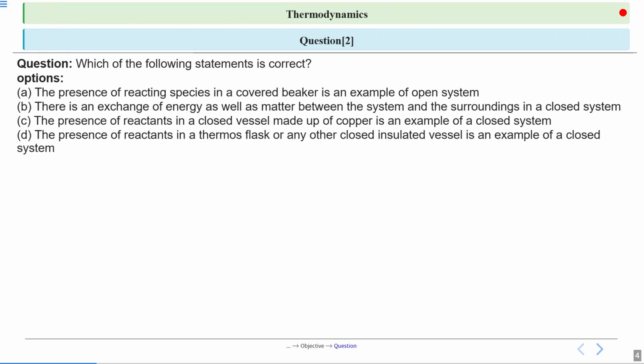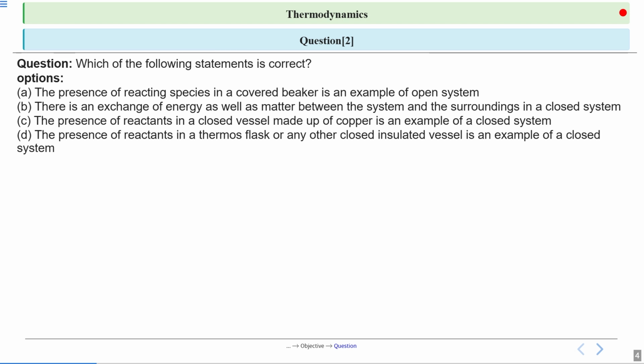Here is the first question. Which of the following statements is correct? Now, there are 4 options given. The presence of reacting species in a covered beaker is an example of open system. The second one is that there will be exchange of energy as well as matter between the system and the surrounding in a closed system. The third one is the presence of reactants in a closed system made up of copper would be an example of closed system. And the fourth one is that if you take a system in a thermos flask, then it would be an example of a closed system.